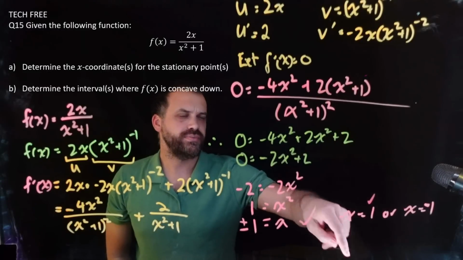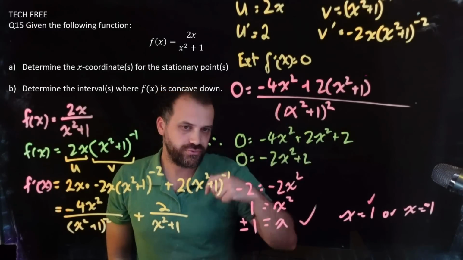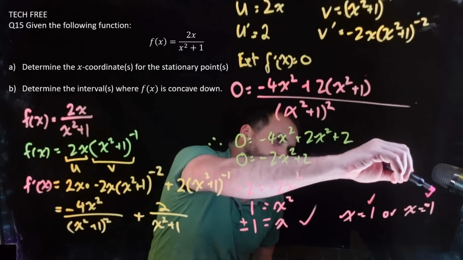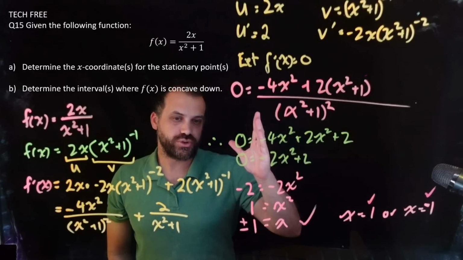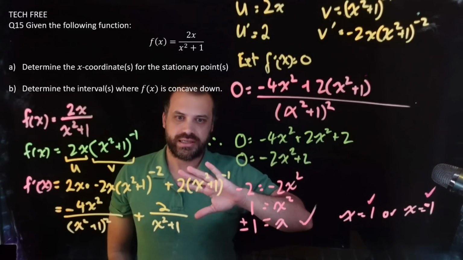What about the negative 1? Negative 1 squared is 1 plus 1 is 2. 4. Great. The denominator is not 0. So valid solution. 1 and negative 1. These are my two stationary points done.